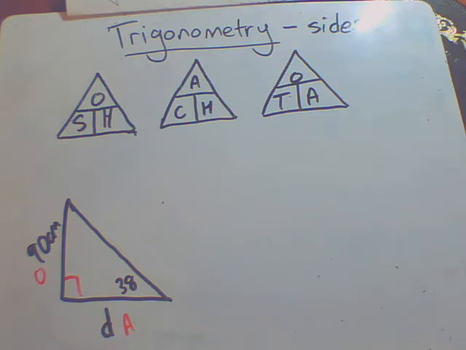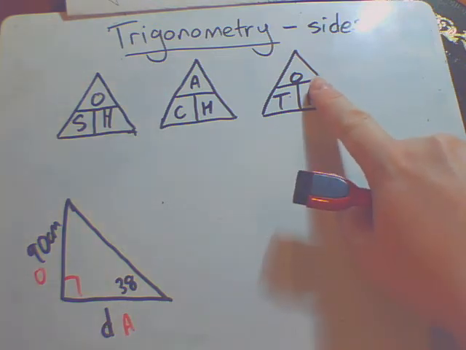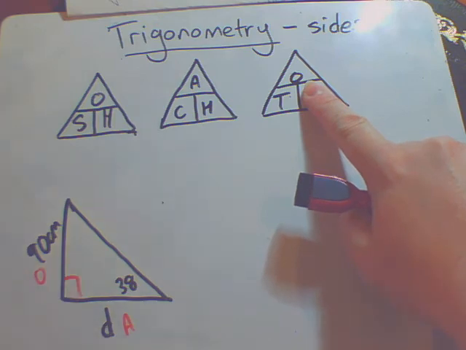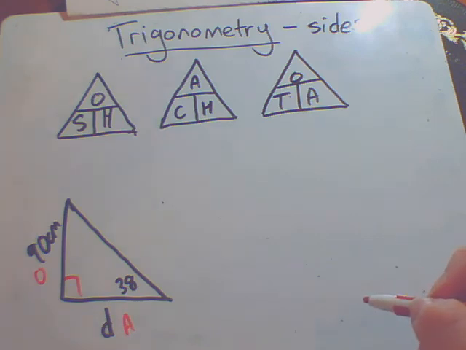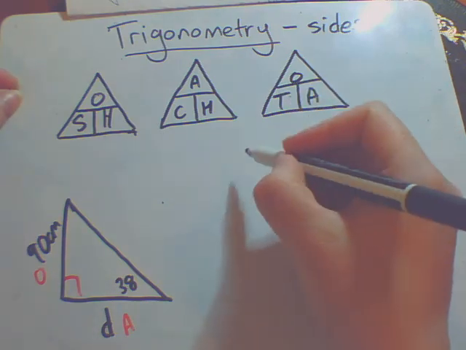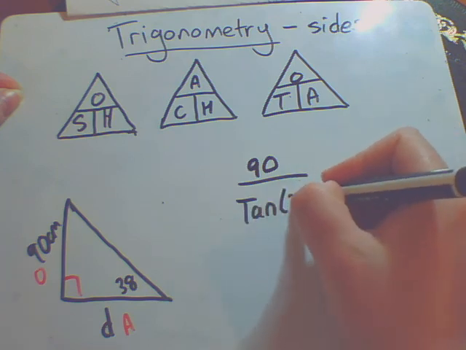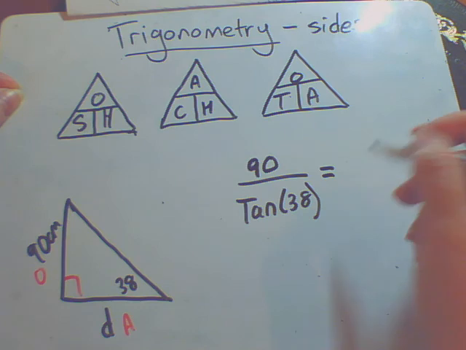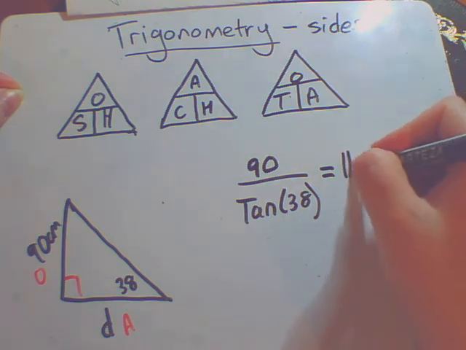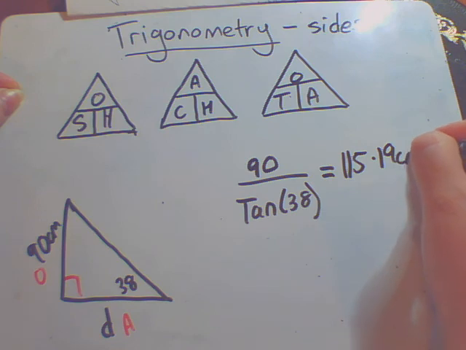Cover up the letter you are trying to find. So you should be covering up the A because you're trying to find the adjacent, and that is telling you to do the opposite divided by tan of the angle. Have a go now. Did you work out that you should have 90 divided by tan 38? If you've typed that correctly, you should end up with 115.19 centimetres.